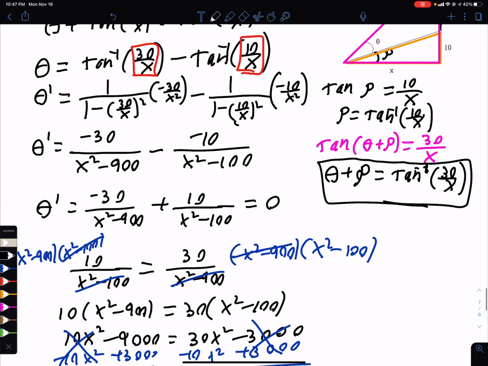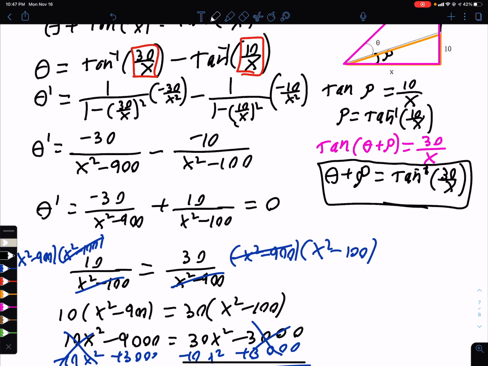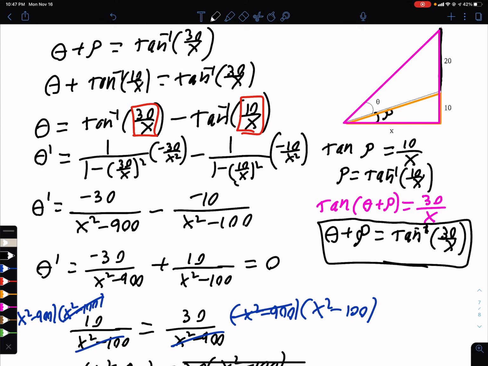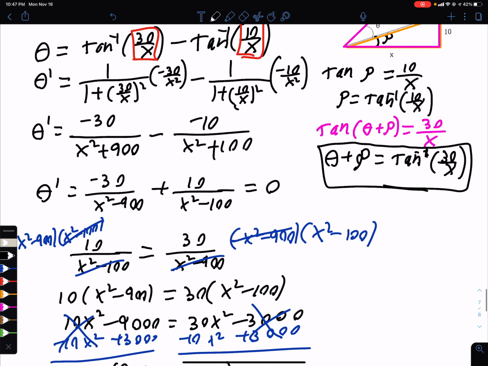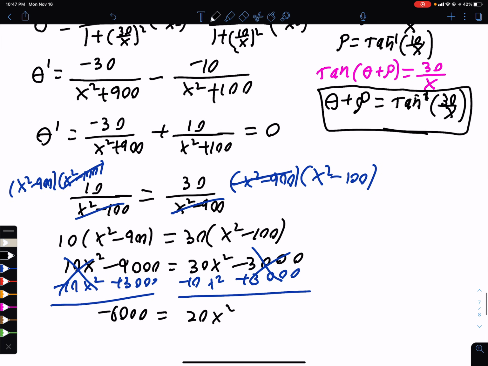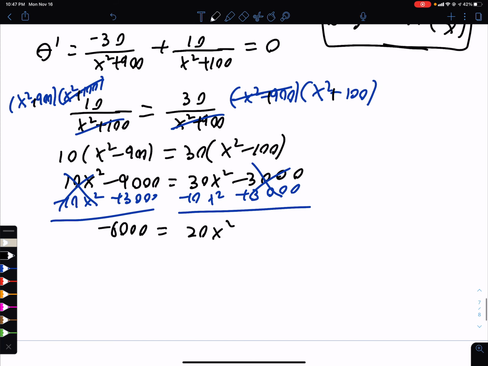Did I mess up early on? Oh, I know where I messed up. Okay, I can fix these. These are plus. That's the derivative. These are plus. That will make everything much better. These are all plus. So I'm going to subtract 3,000 instead of adding. So this will be positive 6,000.